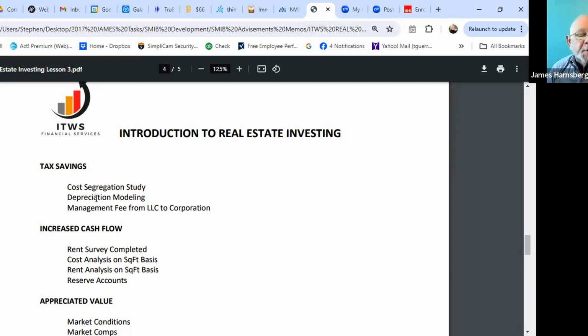We're not going to do rent comps. We're going to do rent surveys, and we're actually going to treat it like an investment because this is our retirement plan. Owning as much real estate as possible is part of our retirement plan.